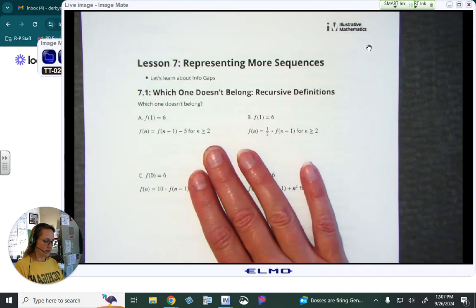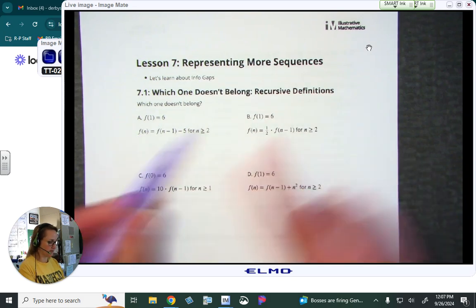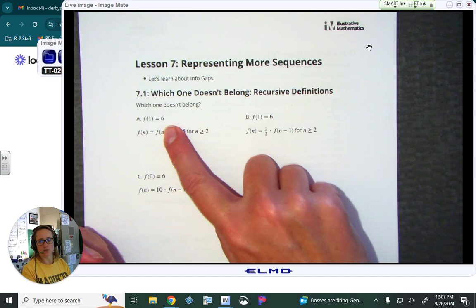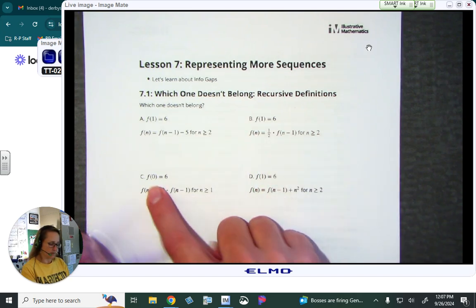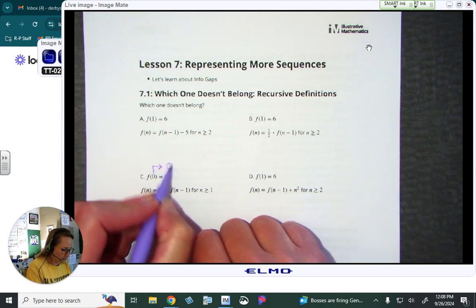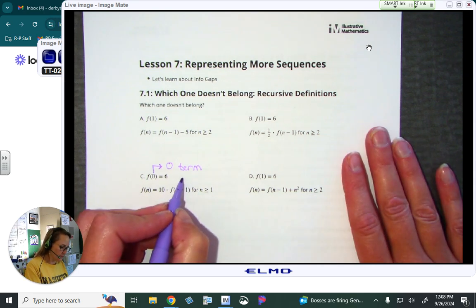So when we look at this, 7.1 just starts us off with which one doesn't belong. And so you know that each one of these, we can find a reason why it doesn't belong compared to the others. So let's see what we have. Looks like we have 4 different recursive definitions. And I see that each one starts with the number 6 as the first term, except this one. This one doesn't start with it as the first term. It starts with it as a 0 term instead of a 1.